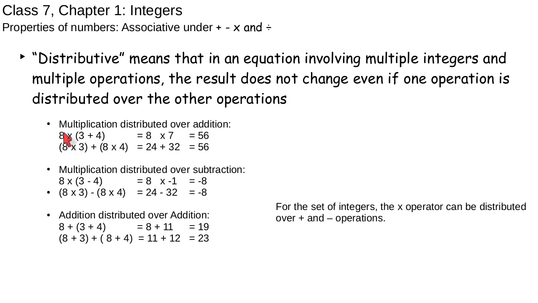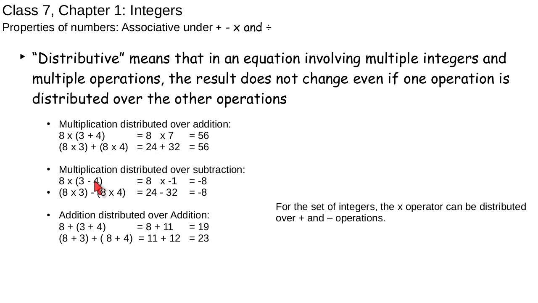However, if you take this multiplication into the brackets, this is the result that you get. 8 into 3 plus 8 into 4. 8 into 3 is 24. 8 into 4 is 32. And the answer is again 56.